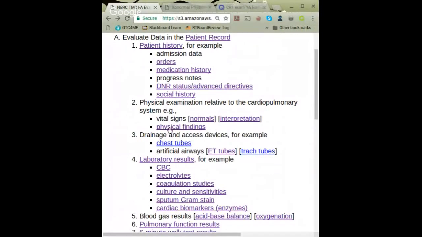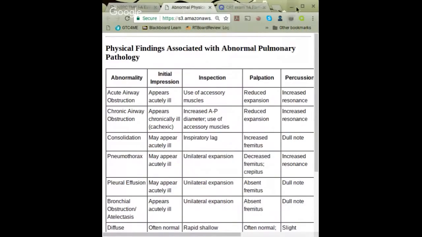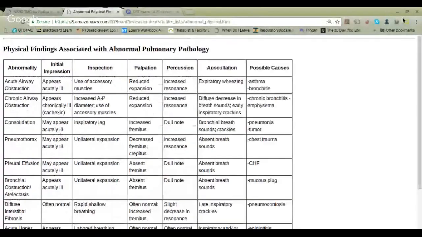Okay, so physical findings is the last one, then I'm going to end the video for the session. Because with these tables, I don't feel like I'm learning it. I had to like memorize these. But these are stuff I need to know.